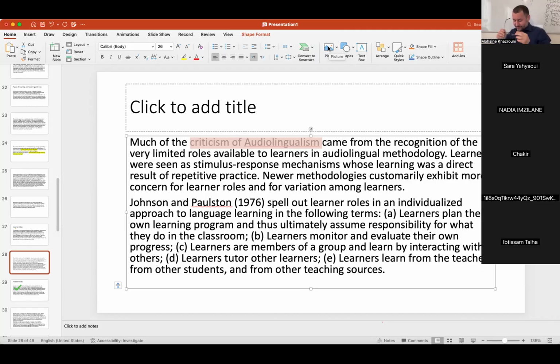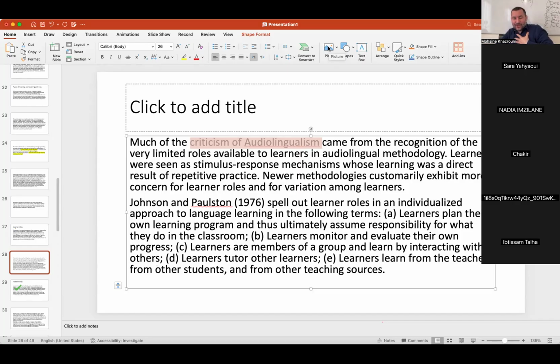Learners monitor and evaluate their own progress. Well, I guess it will be applicable, but I guess that the teacher has more skills, or more, I don't know how to express it well. The teacher would work well for this control, more control, more knowledge.